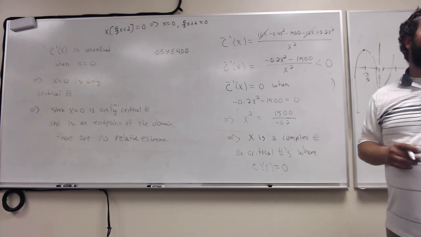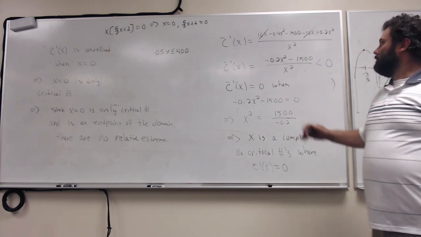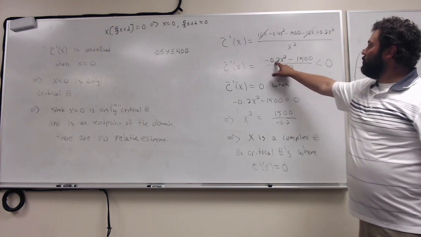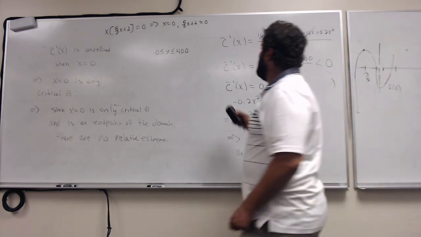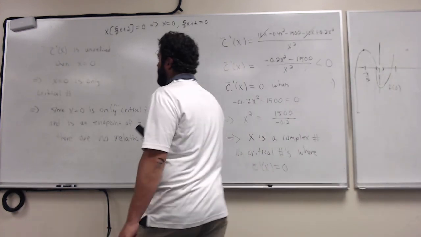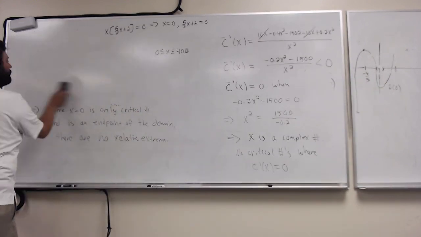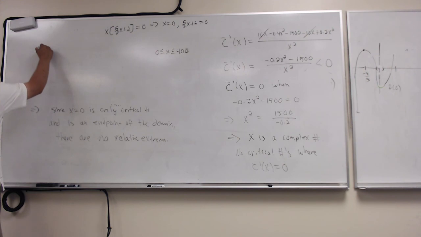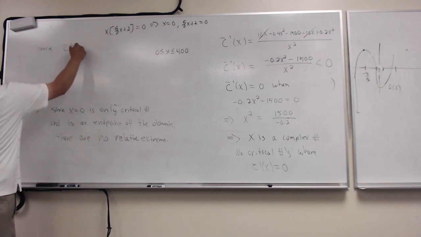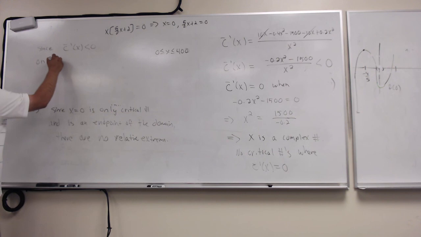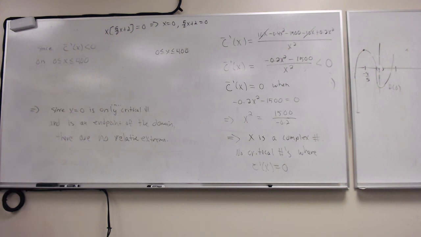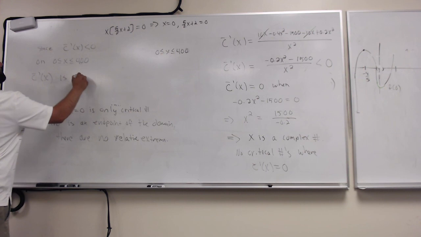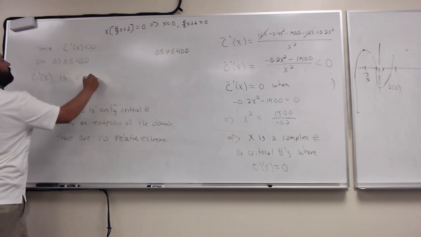You can take a test value if you want, plug in positive 1. If you plug in positive 1, you get minus 0.2 minus 1500, which is negative, divided by 1, which is positive. Okay, so what I'm going to say here, let me write it up here. Sorry, I'm kind of all over the place, but since c bar prime of x is less than 0 on this interval from 0 to 400, that's our domain, the average cost is always decreasing.